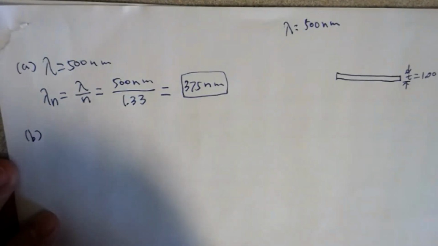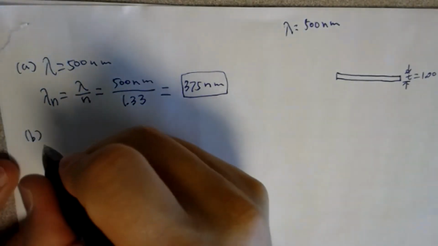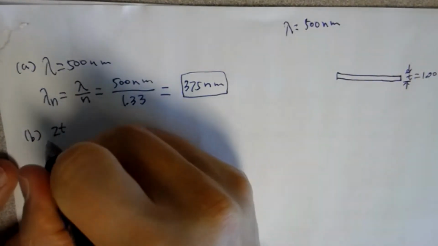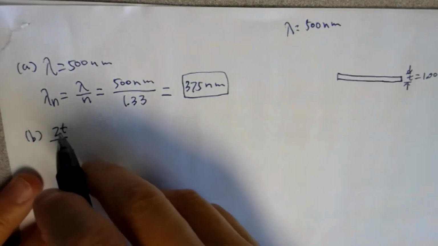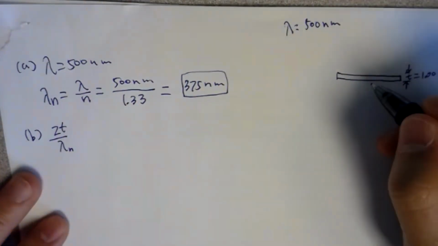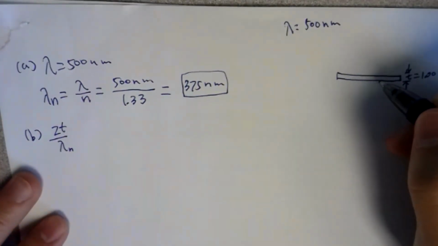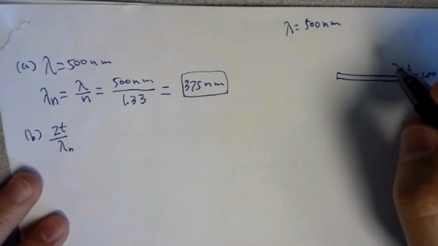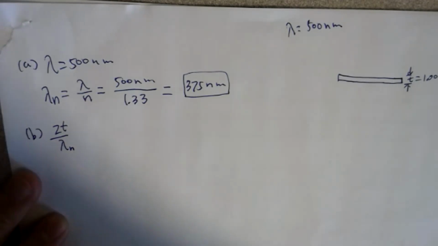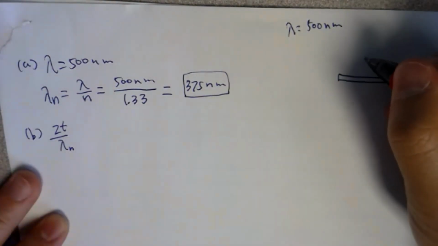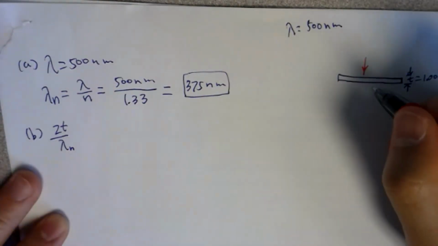How many wavelengths are contained in the distance of 2t? Then you do 2t divided by the wavelength. Remember, 2t is related to the thickness of the thin film, so this is what it means. You can see a light goes here, right?